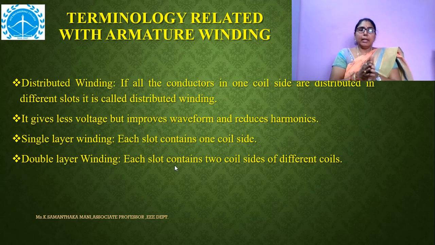And there is another terminology related to this one, which is distributed winding. If all the conductors in one coil side are distributed in different slots, it is called distributed winding, right? And it gives less voltage but improves the waveform and reduces the harmonics.